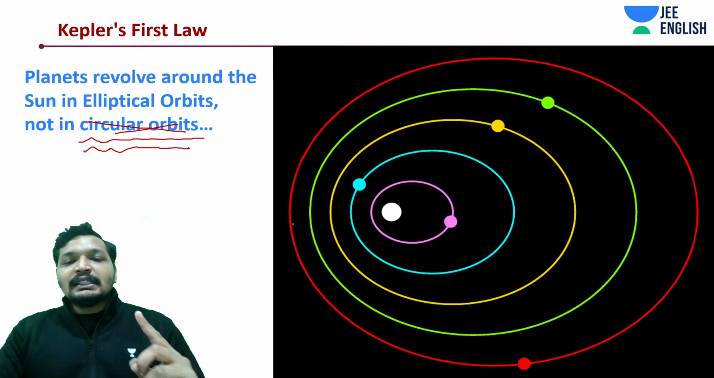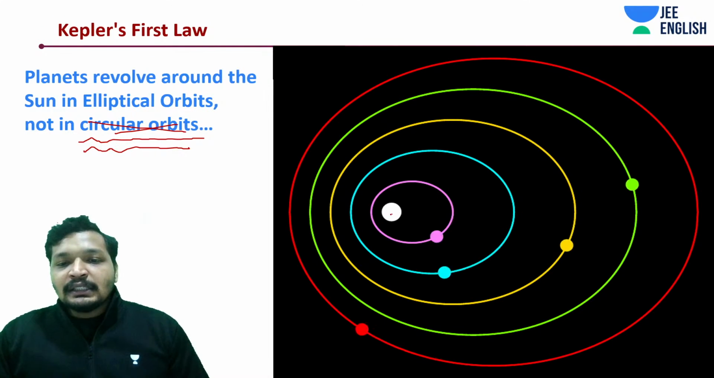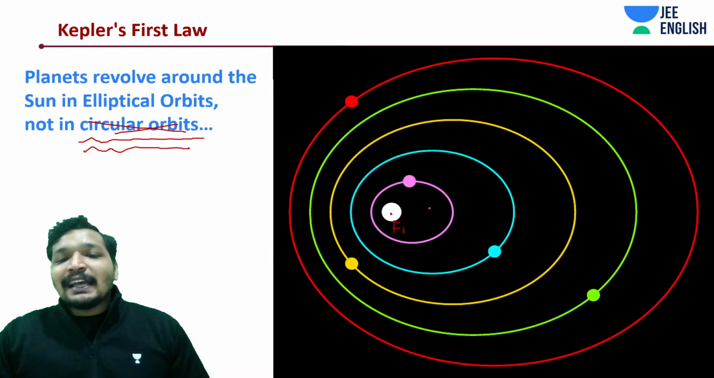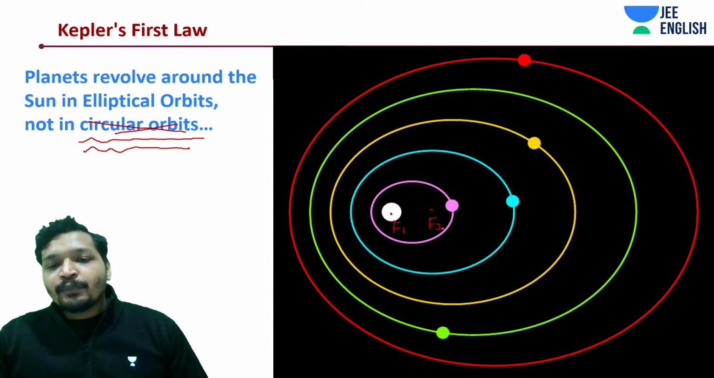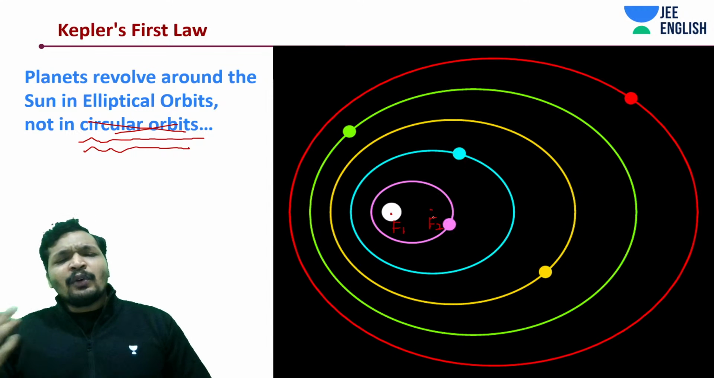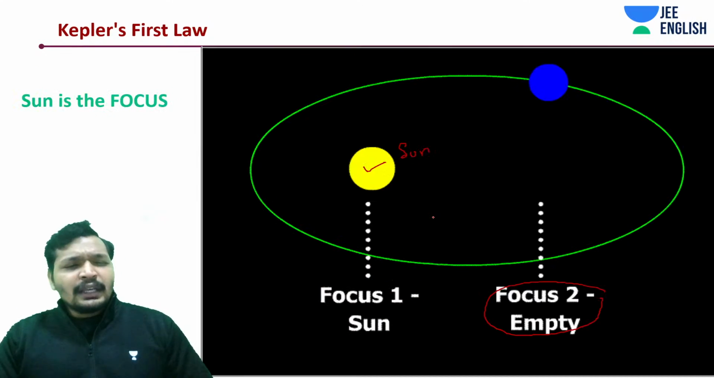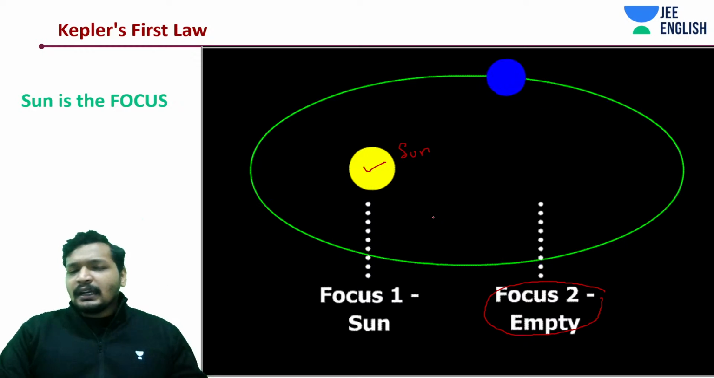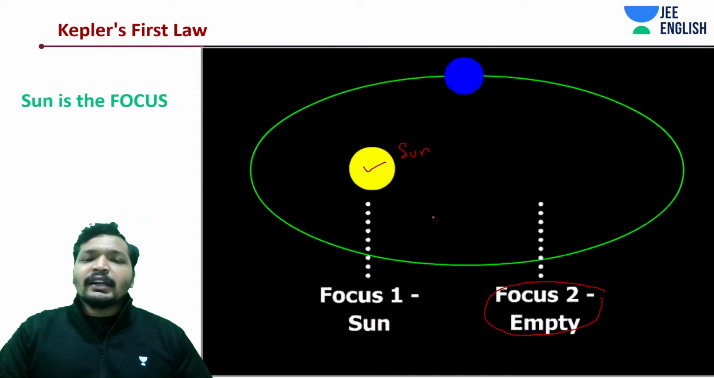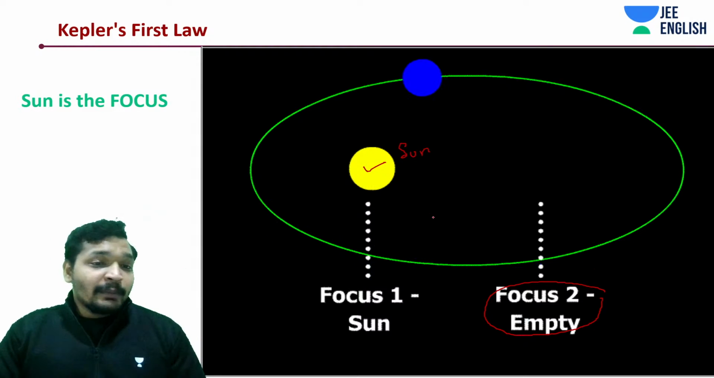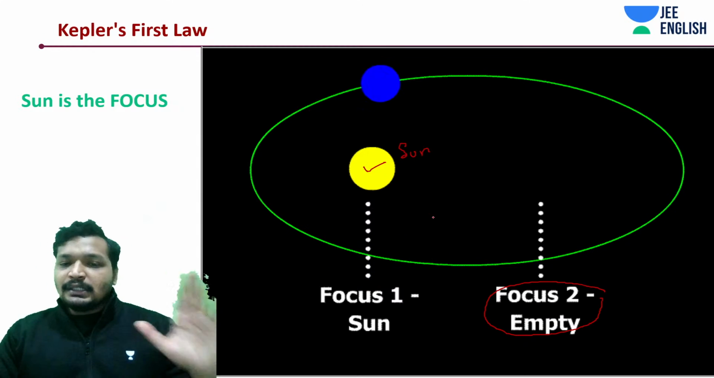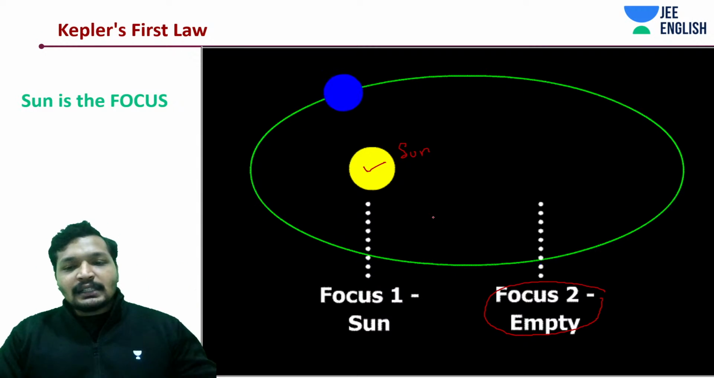If you're noticing, the Sun is present at one focus, F1. Focus F2 is empty, and the planets are revolving based on this. They have conserved momentum, angular momentum, etc. We'll get to that point, and that will be useful in proving many more things. The Sun is at one focus; the other focus is empty. That is known as the empty focus.